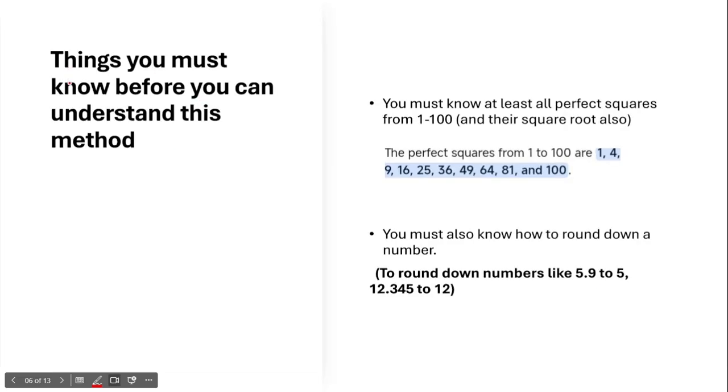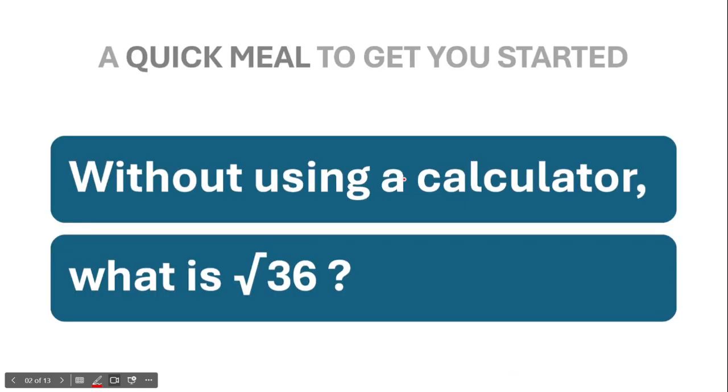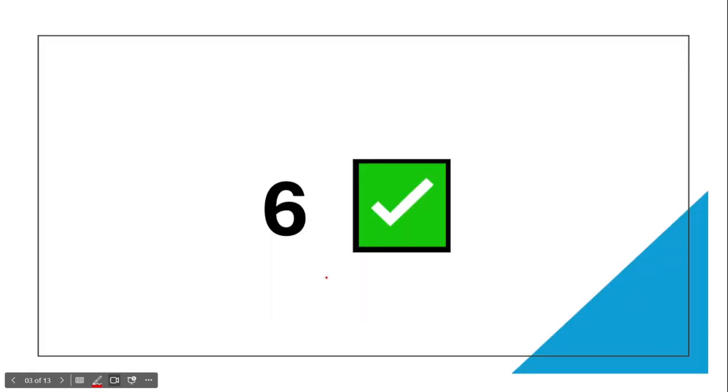The things you must know before you can understand this method of finding the root of any number: you must first know at least all perfect squares from 1 to 100 and their square roots also. So what are perfect squares, you might ask? Well, perfect squares are a set of numbers that you can find the square root of without getting a remainder. Now, going back to that first question, what is the root of 36? Now, 36 is a perfect square, so therefore it should not give us any remainder.